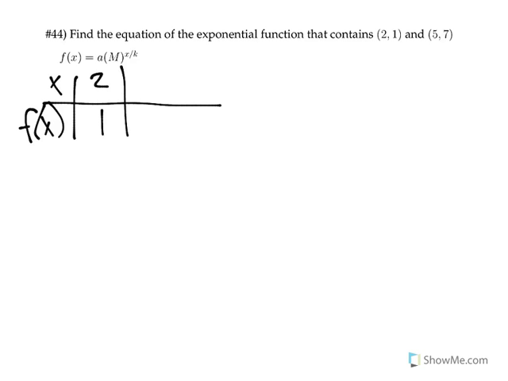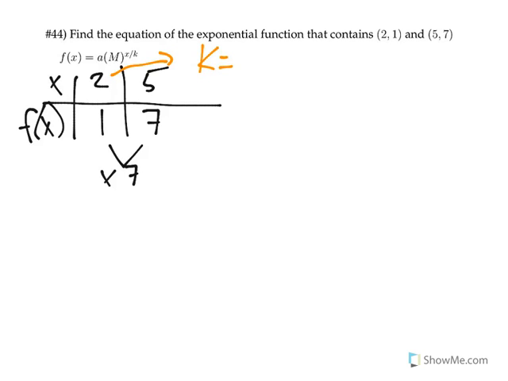So this lesson is to find the equation of the exponential function that contains the ordered pairs (2, 1) and (5, 7). As I set this up, and I'm looking at these ordered pairs, input 2, output 1, input 5, output 7, I notice that the multiplier isn't too tough. It's 1 times 7 that gets 7. And not only that, it's only taking 3 units.